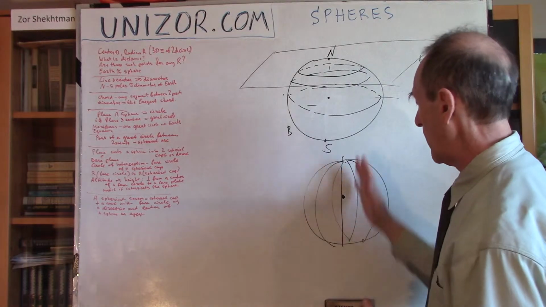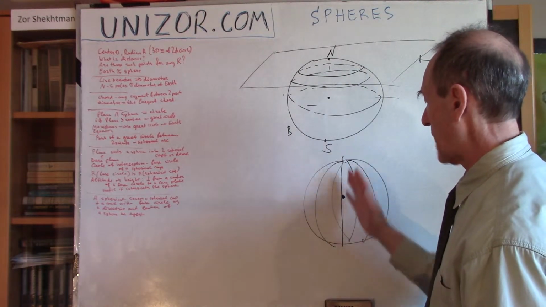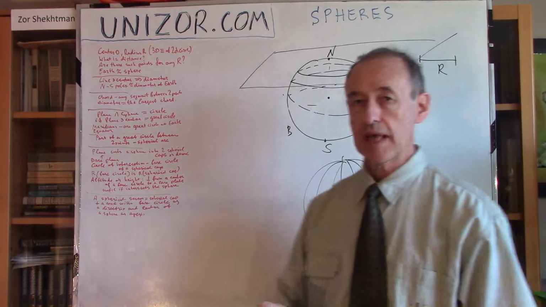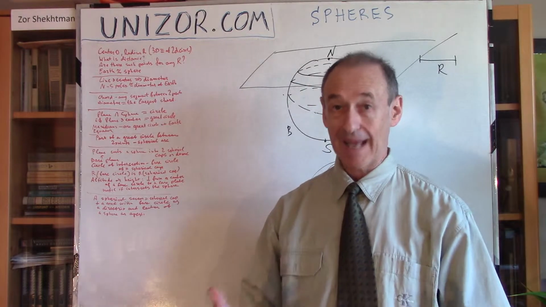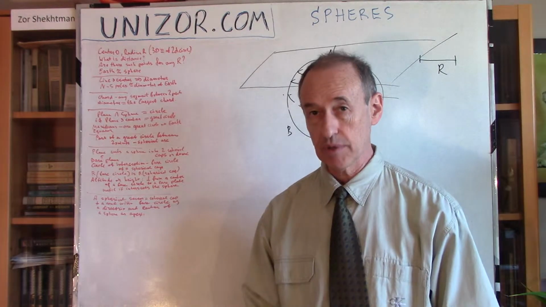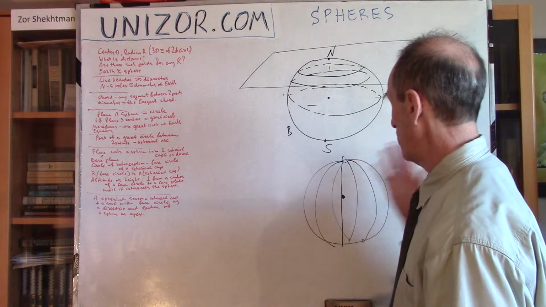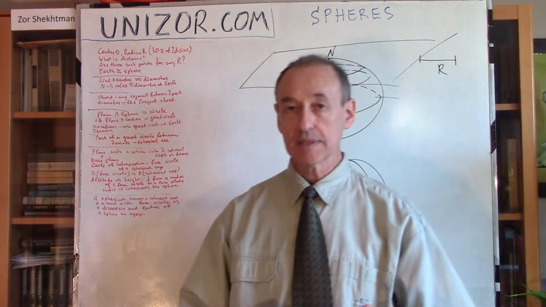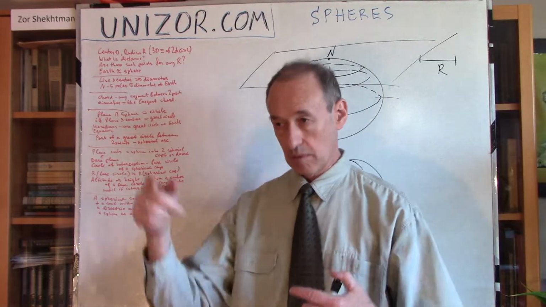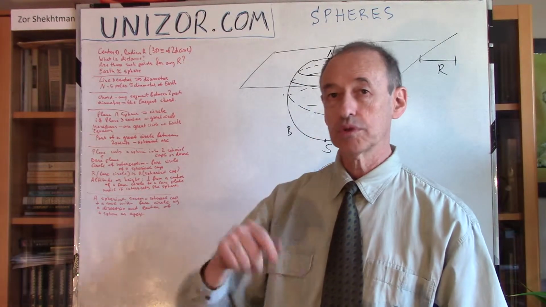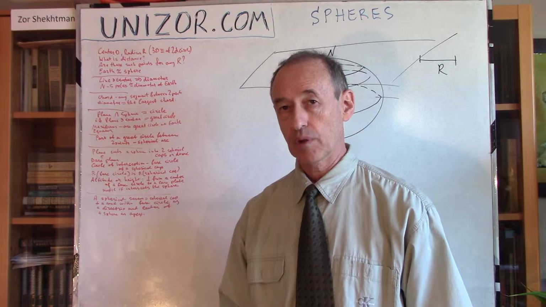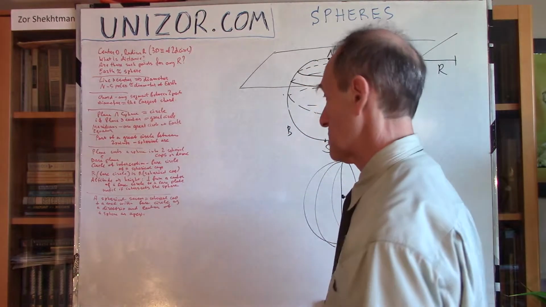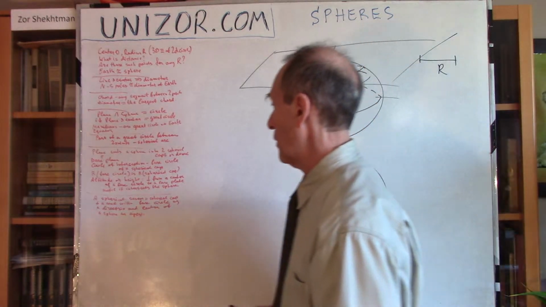So any plane which is passing through this north-south pole line, the axis of the rotation of the Earth, would intersect with the sphere along some meridian. So any meridian would actually represent a great circle. All right.